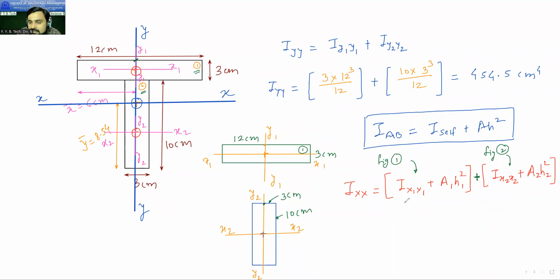So now we will find out each of these quantities one by one. First we will see Ix1 x1. So now come to the first figure. Here we have drawn the first figure. See, this is your x1 axis. So this axis is cutting which dimension, 3 or 12? 3. So whose cube will we take then? We have to take the cube of 3. So write here 12 into 3 cube divided by 12. So this is the value of Ix1 x1. What is the value? Tell me, what did you get?